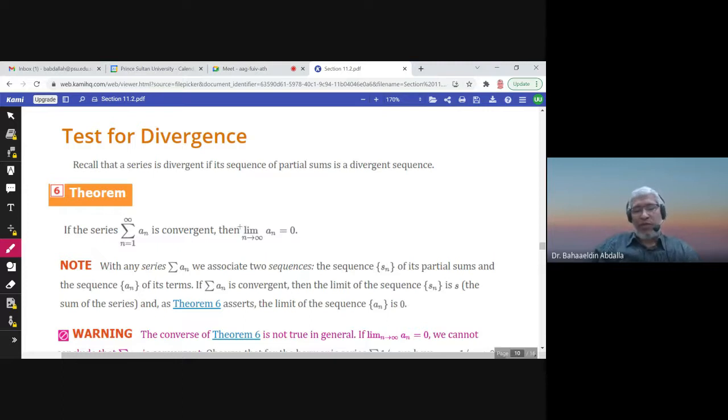In the previous two lectures, we discussed the relation between the series and the sequence Sn. This theorem says if the series is convergent, the limit of an when n goes to infinity is 0. And notice that it is if-then. So the converse of the theorem is not true.